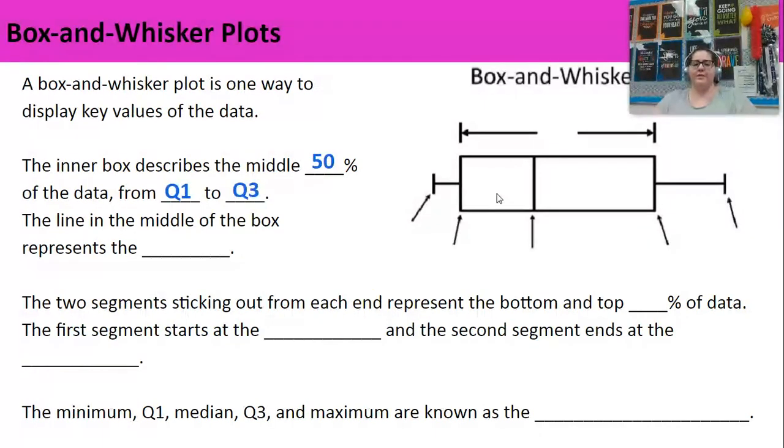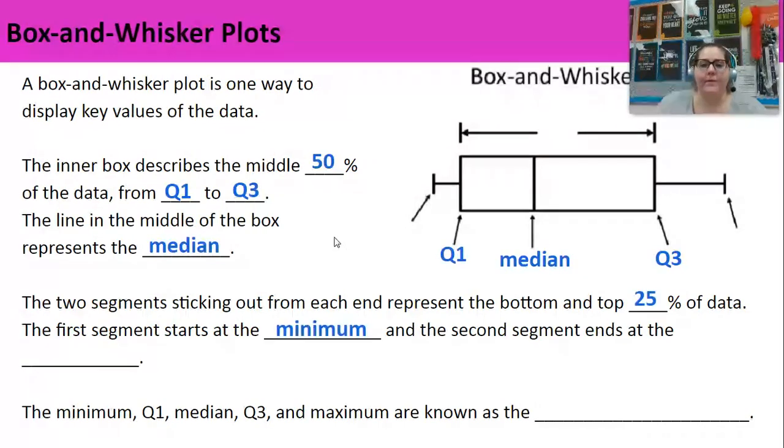Remember, quartiles represent 25% of the data, so that middle 50% is represented on a box plot with a box. And then the line in the middle, or somewhere in the middle of the box, represents the median, right? So Q1 is the beginning of the box, Q3 is the end of the box, the median is that line somewhere inside the box. And then the two segments that stick out from each end represent the top and bottom 25%. The first segment starts at the minimum, and the second segment ends at the maximum.